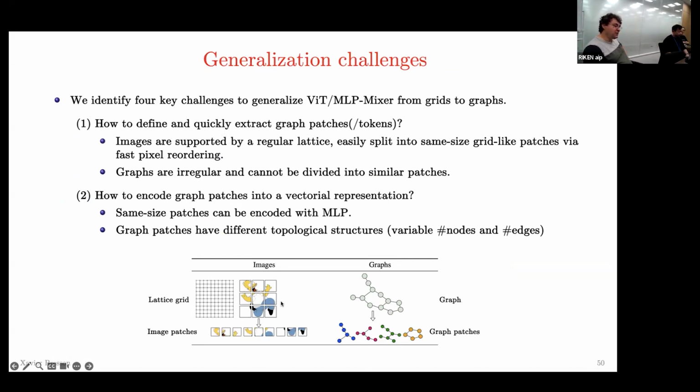So it's very easy for images because all images are the same size. Okay, so you can easily extract the same patches. This is different for a graph. If you want to extract patches, they are going to have different topology, different number of nodes.